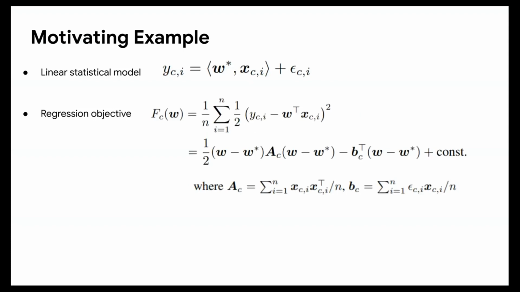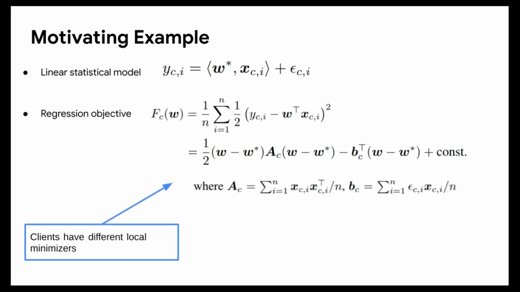And how to train a global model in this case? We formulate a regression objective. On each client, we have a local objective F_C, and it's a regression loss. And with some math work, you can get a formulation that looks like this. Note that due to the data heterogeneity, due to different X and the different number of samples N on each client C, you will have different local minimizers for each local objective.